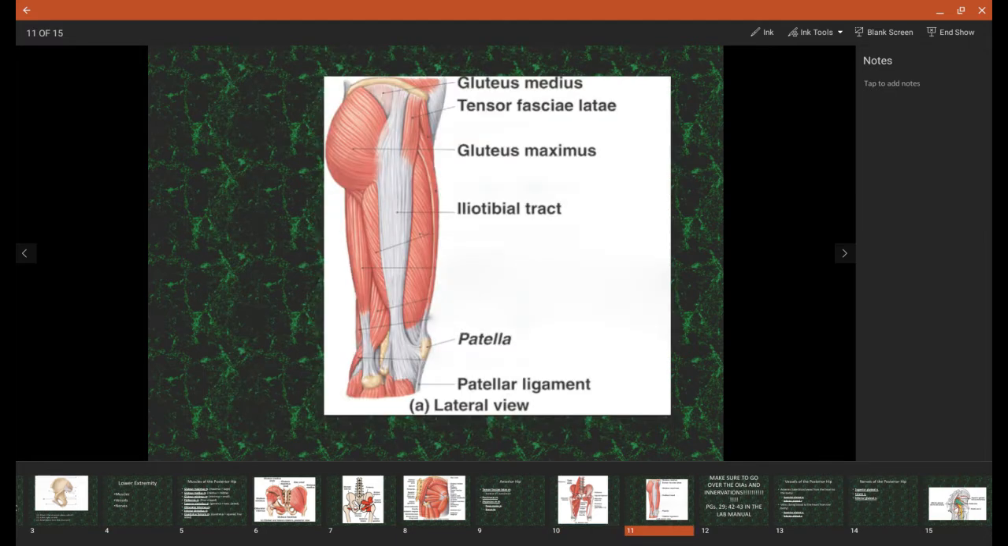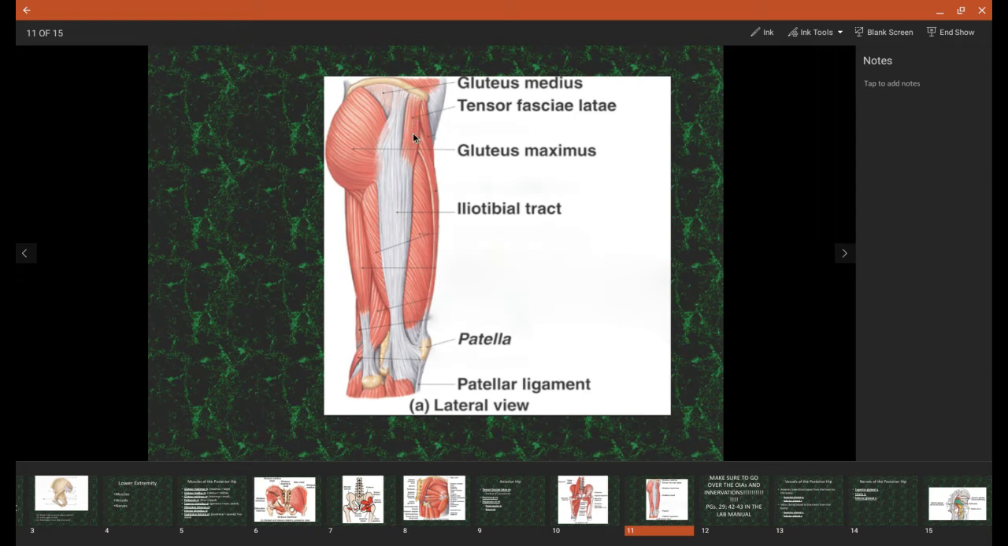Tensor fasciae latae is going to be found right here on the anterior lateral hip. So in this picture, we are looking directly from the outside. And so we see gluteus maximus and medius right here. So this little muscle right here is the tensor fasciae latae. Now, where tensor fasciae latae is going to originate is on the anterior superior iliac spine. And that's what you see happening right here. So there's the anterior superior iliac spine, and there's our muscle originating.